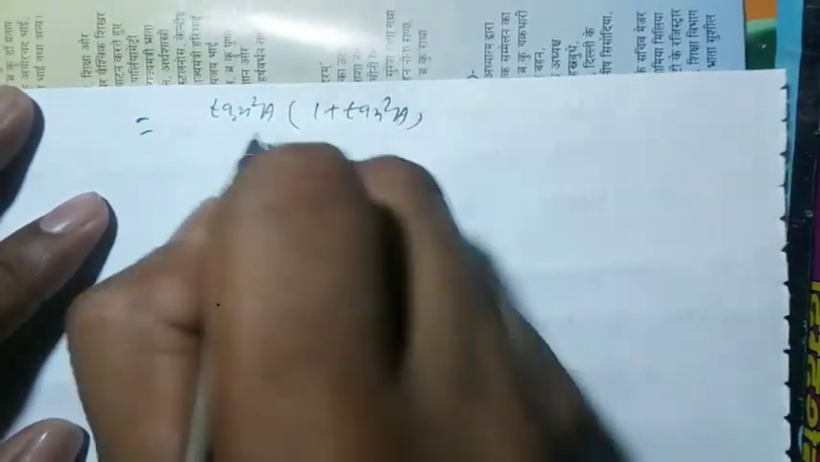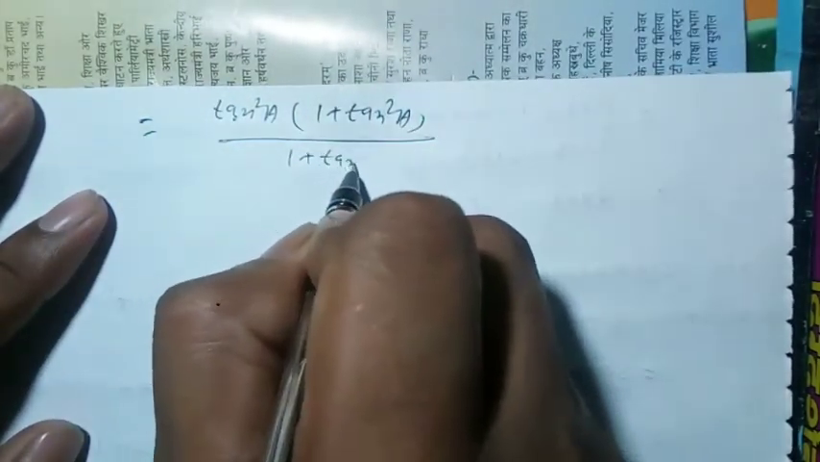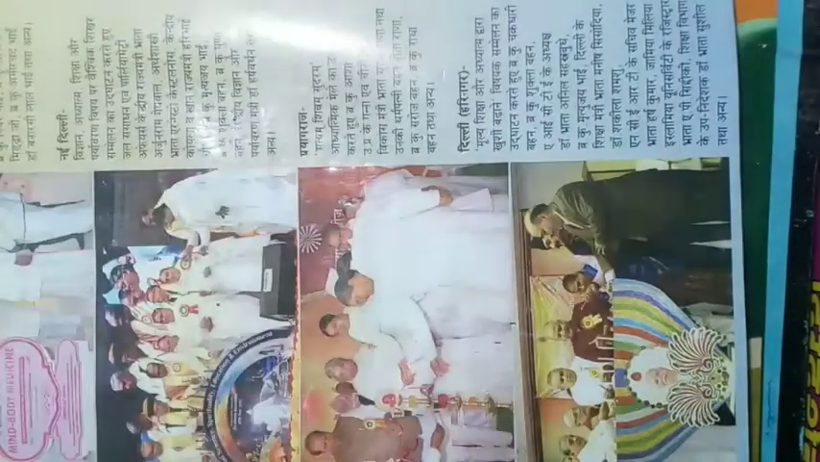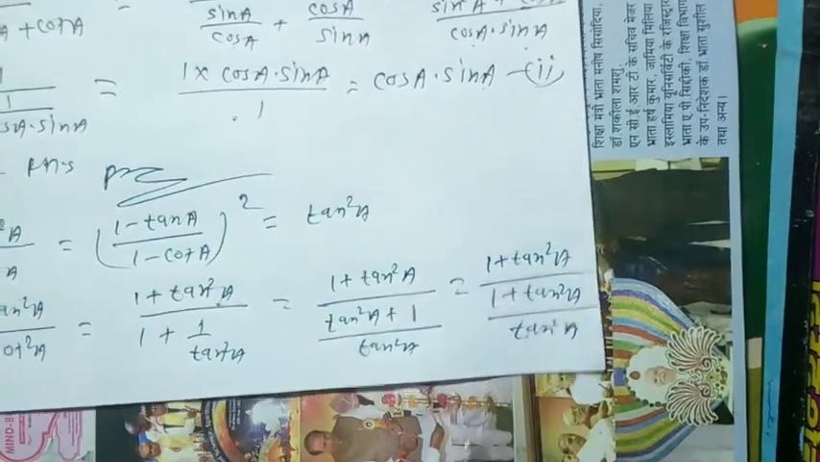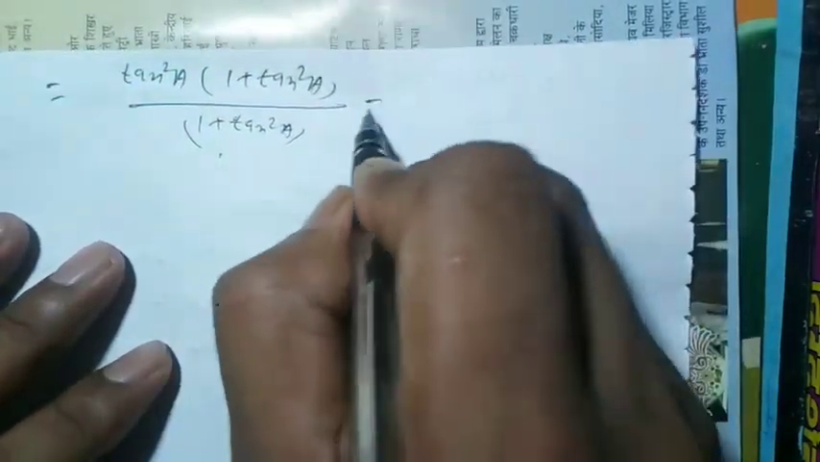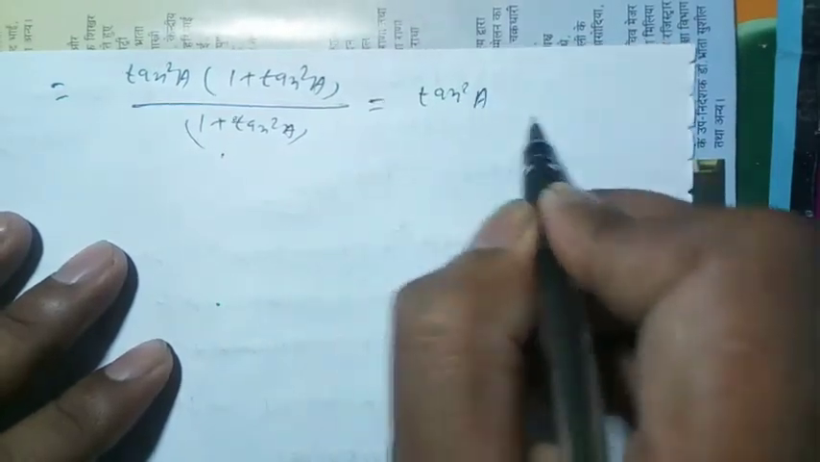So it is tan² A into (1 + tan² A)/(1 + tan² A). The (1 + tan² A) cancels, then we will get tan² A. Equation 1.